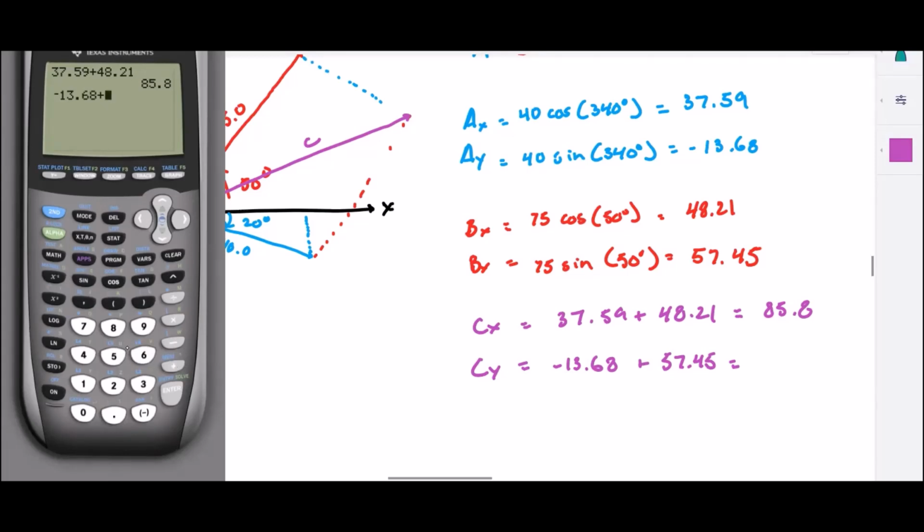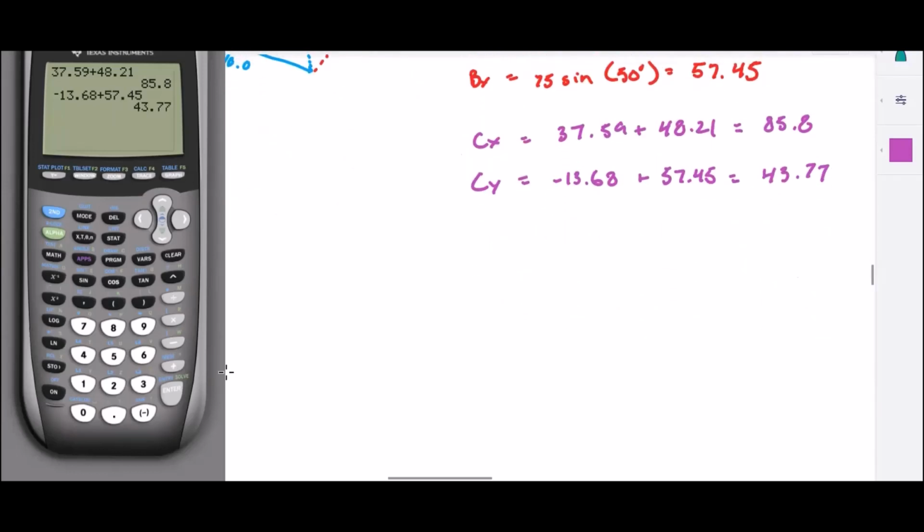You know what? I don't even know if my calculator is showing up on the screen right now. If not, I've got a calculator. I'll find out when I upload the video. Okay, so negative 13.68 plus 57.45 got me 43.77. So these are the coordinates of C.